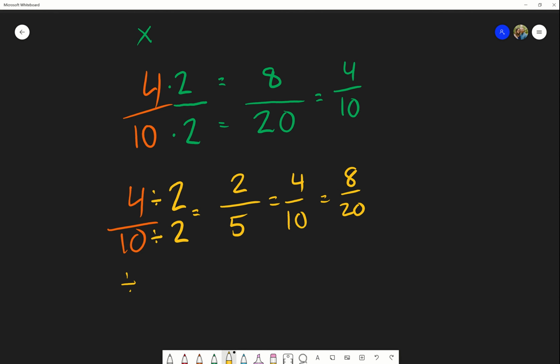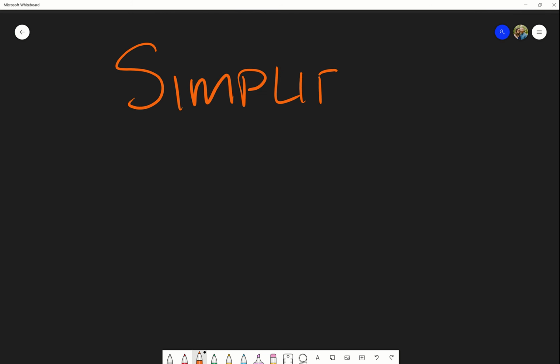Now, we also want to talk about how to simplify. We're going to talk about how to simplify our fractions. So we have a fraction like 24/36. Okay, to simplify means to make into the smallest version of itself. So we want to make this into the smallest version of itself.